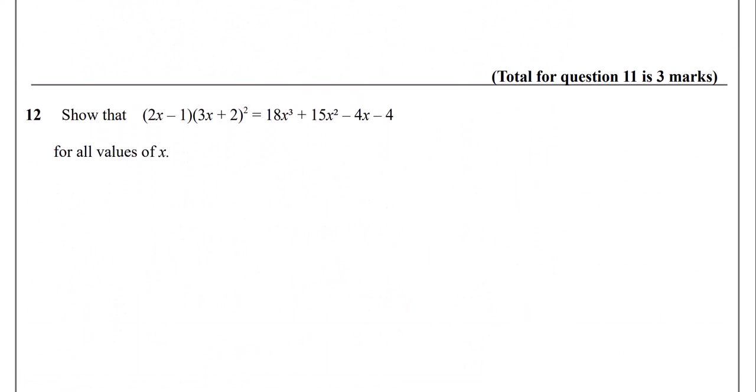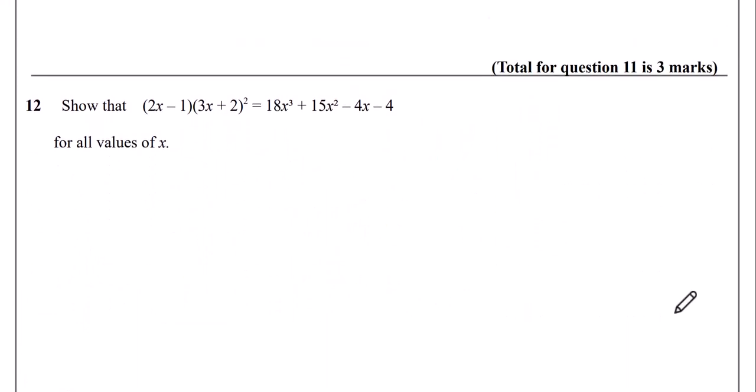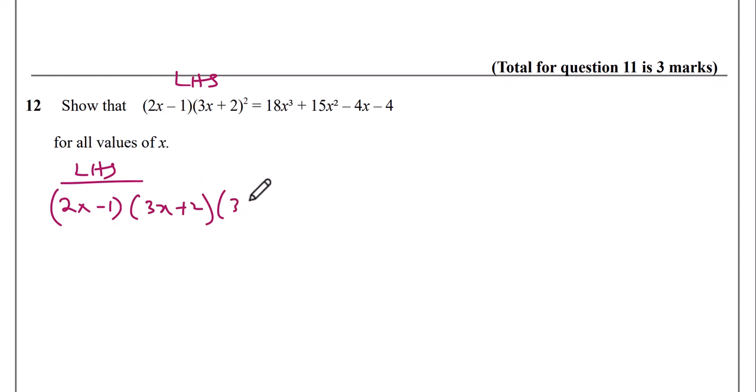So we go to the next question. Again, this question is similar to the one we've done. We have to prove that this is the same as what you have on the right. I'll begin with the left hand side, which is (2x - 1), and because this is squared, I'm going to write it twice, (3x + 2) and (3x + 2).